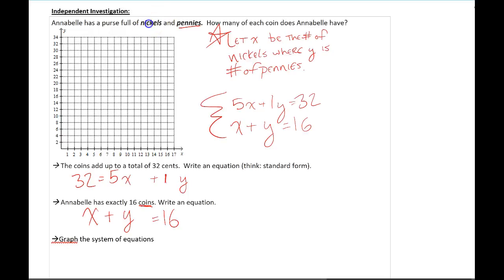Now I encourage you to go in and try graphing this on your own really quickly. Pause the video and take a shot at that. Now hopefully you were able to graph these. I've labeled these the blue and the red line just so it's a little easier to see on this screen.